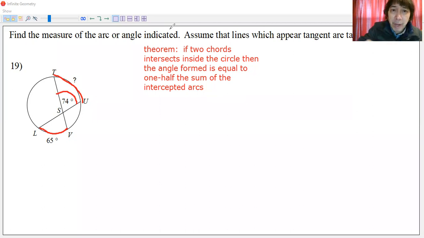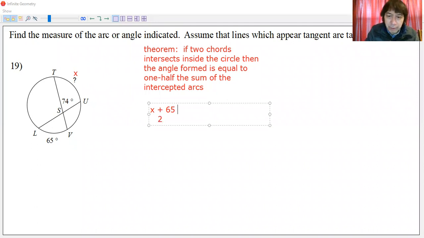Let's remove my drawings there. If we mark the question mark arc with x for simplicity, then we have the equation this way: x plus the other arc 65, divided by 2, must be 74. This will be our working equation.